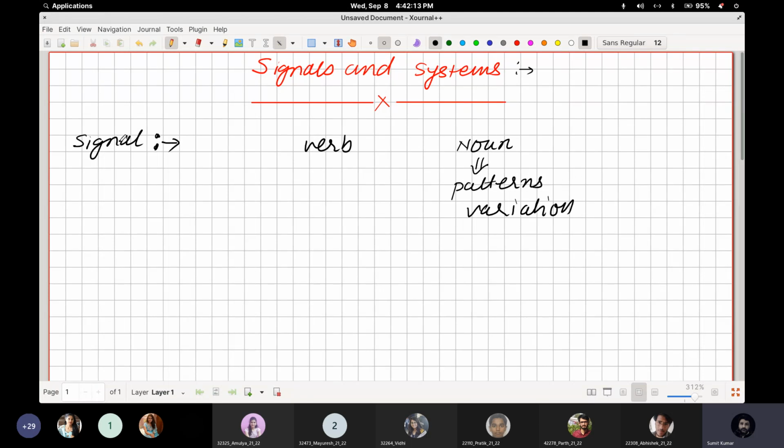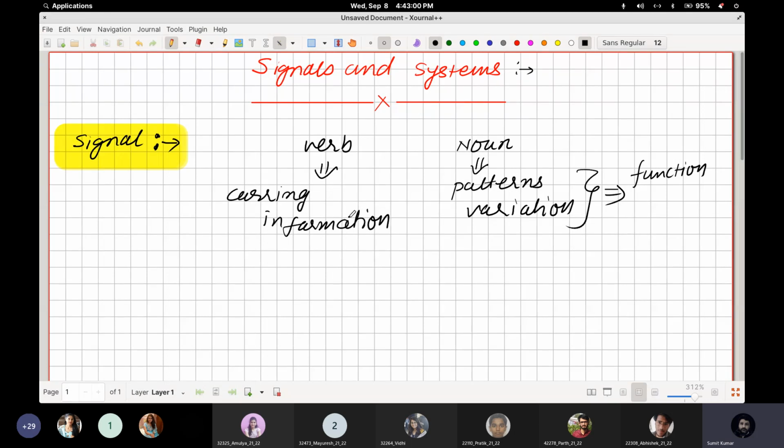Signal is a word that is quite familiar to us. We keep using it in our day-to-day life, so it's not that difficult to understand. The only thing is that we have to understand why we are going to define it the way we do, mathematically. It's patterns, variations of some sort, and whenever you see patterns and variations, they are generally described as a function only. And when it is a verb, it basically means carrying some information or transferring some information.